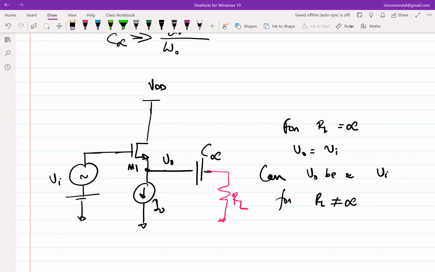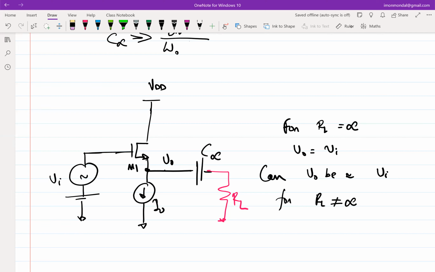If RL is very large, ideally if RL is infinity. But when you say very large, very large than what? Very large is a relative term. You are calculating incremental gain, okay, that's fine.